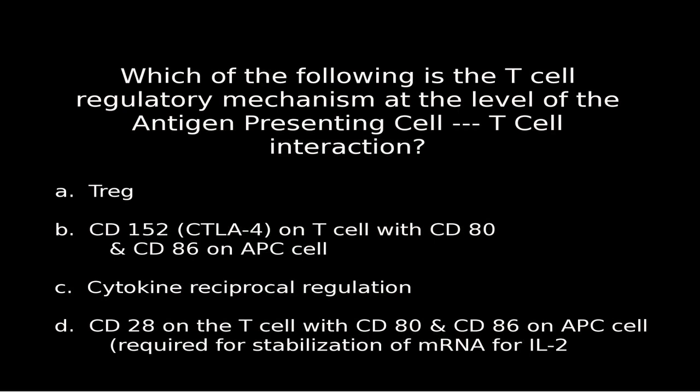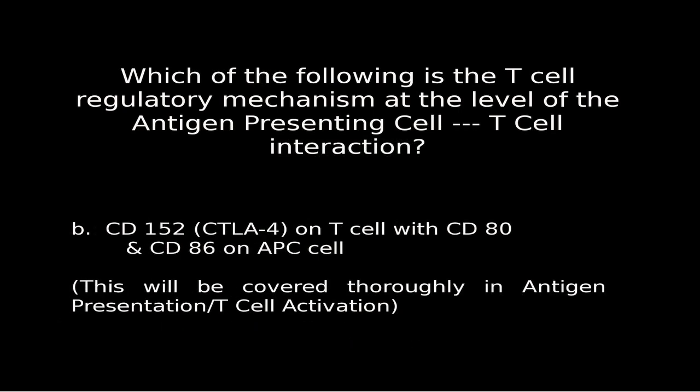The next question is, which of the following T-cell regulatory mechanisms at the level of the antigen-presenting cell T-cell interaction is regulatory? And the answer, I'm just going to say it, is going to be B, and we're going to go into that more when we get into antigen presentation. So that's CD152, CTLA-4 on the T-cell, and then the other one is on the antigen presenting cell, which is CD80/86 or B7. And again, we're going to go into that in an entirely different section.